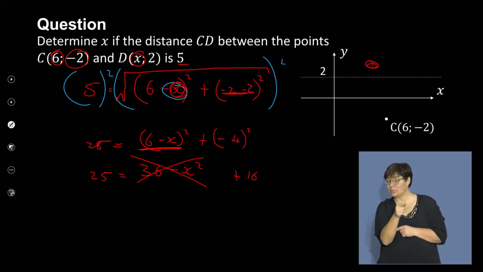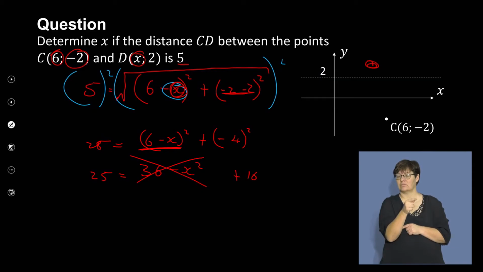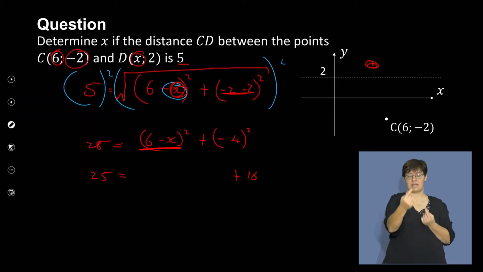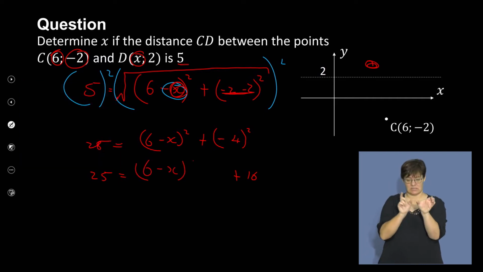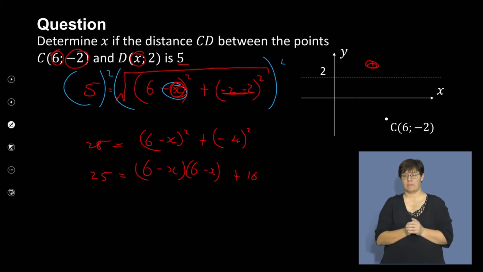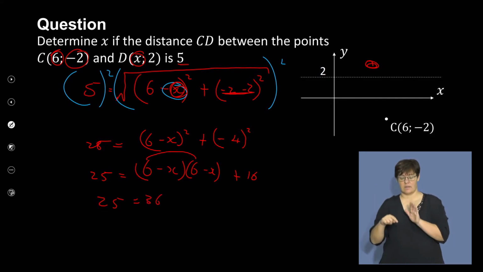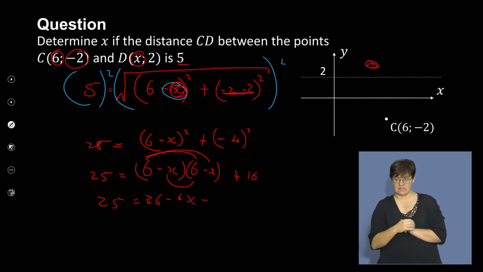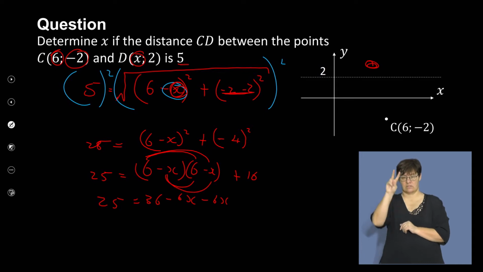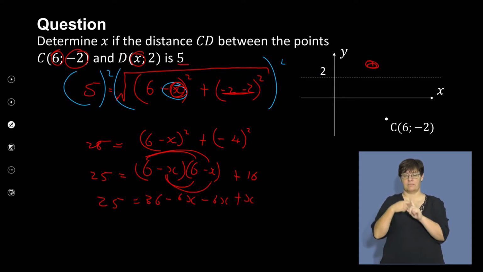Remember the way that we did this, and let me erase the thing that I did wrong. The way that we did this is we wrote out the bracket twice, like that. And then we did FOIL. We did the distribution of multiplication, and we went 6 times 6 is 36. 6 times minus x is minus 6x. Minus x times minus 6 is minus 6x. Minus x times minus x is plus x squared, plus 16. And this is just a quadratic equation.